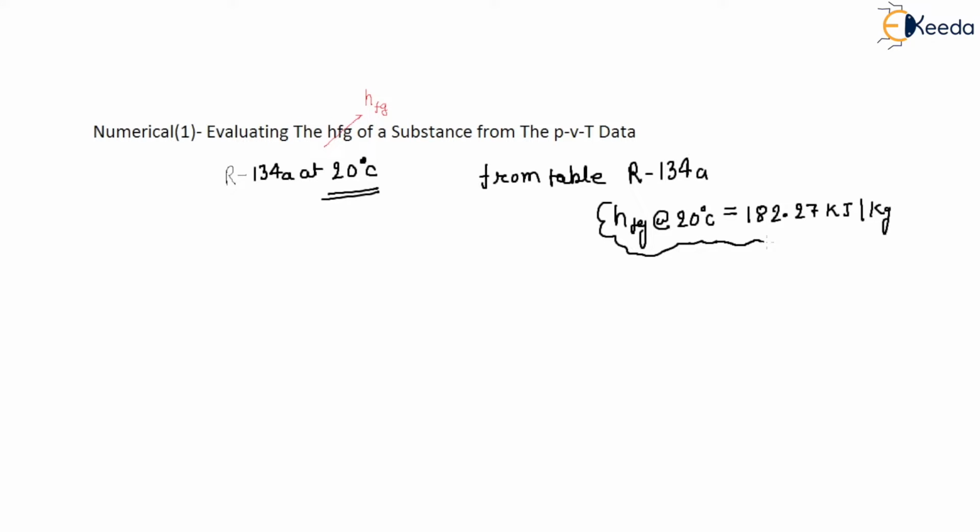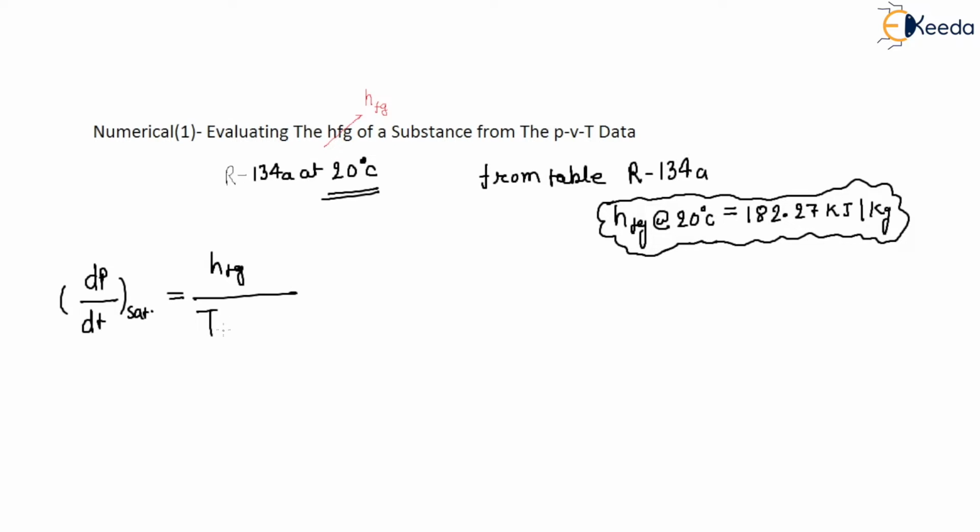Right, so this is from the table. Now we have to also calculate using the Clapeyron equation. What is the Clapeyron equation? It gives the slope: dP over dT at saturation is equal to HFG divided by T saturation times (Vg minus Vf).